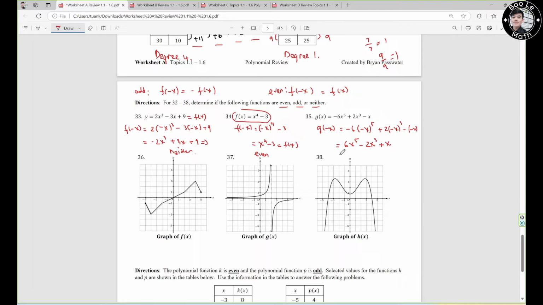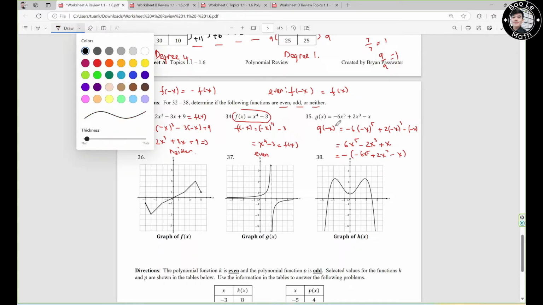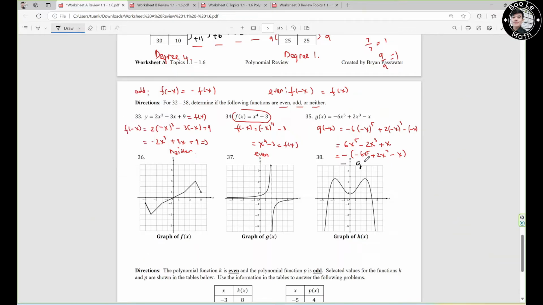Now I can factor the negative sign out. I put this outside, so this turns out to be negative times 6s to the 5th plus 2s cubed minus s, right? So you see the inside right here is actually the function g of s. So I rewrite the negative sign outside. I just proved that g of negative s equals negative g of s, so the function is odd.